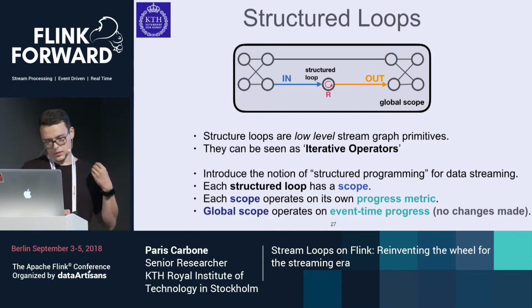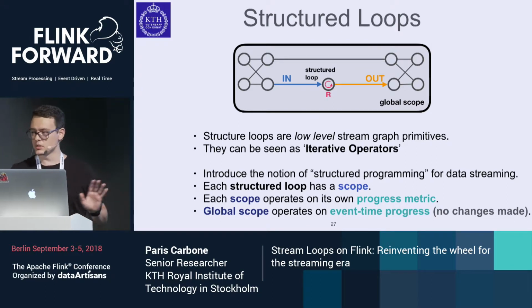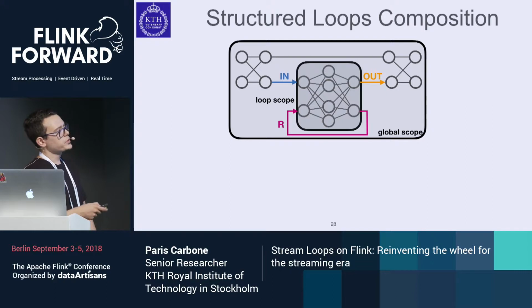So each structured loop has its own scope, lexical scope. You can think of lexical scope in programming. And its scope operates on its own progress metric that they can only see. The global scope, as you know from vanilla Flink, in an acyclic graph, operates on event time progress. We don't change anything there. What changes is, the changes that happen are inside the structured loop.